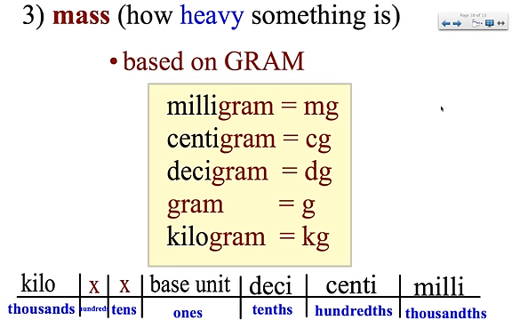All right, our last unit of measure is mass. Mass is how heavy something is, and it's based on the gram. Again, we use the same beginnings for these, except instead of using liter or meter, we put gram in there. So we have a milligram, a centigram, a decigram, the gram, and the kilogram. And again, they're in the same spots on the place value. The thousandths is the milli, the hundredths is the centi, deci is tenths, the base unit gram is in the ones column, and the kilo is the thousands.